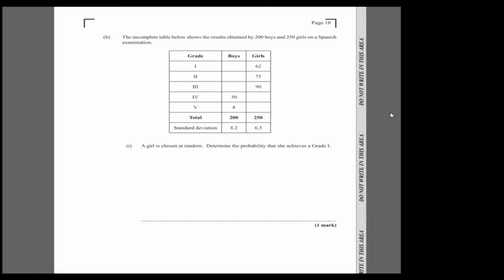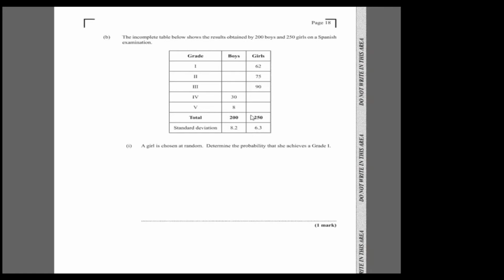It says the incomplete table shows the results of 200 boys and 250 girls in Spanish. Naturally, more girls will do Spanish, and I expect more girls to get ones than boys, but let's see. It says the table is incomplete, and it shows that. It says a girl is chosen at random. Determine the probability she gets a grade 1.